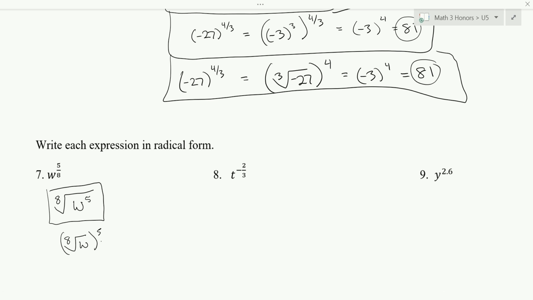Try 8. In 8, you have a negative exponent and you have a fractional exponent. You're going to have to work with both. And remember, we can't have any radicals in the denominator for your answer.